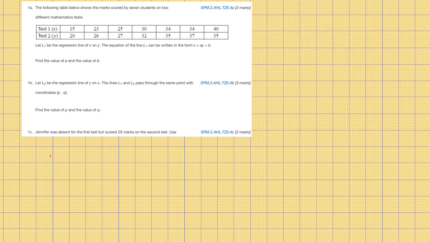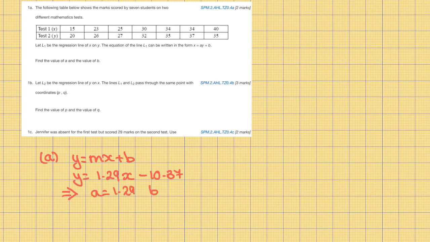So now let's answer the question. We can write our regression line y equals mx plus b. So y equals 1.29x minus 10.37. Therefore, A is equal to 1.29 and B is equal to minus 10.37. So, 1b. Let L2 be the regression line y on x.